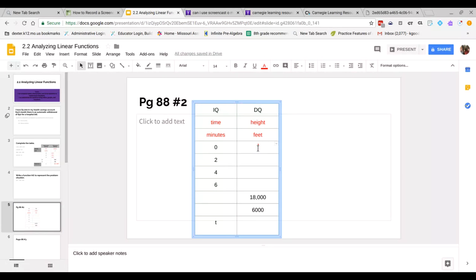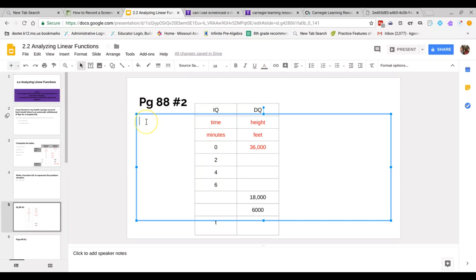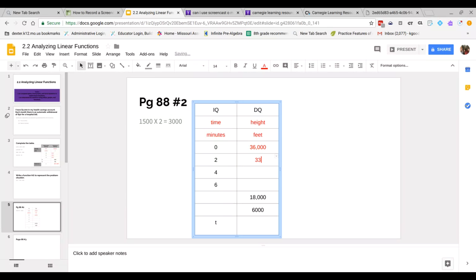Okay. At 0 minutes, it says the plane is at 36,000 feet. So at 0 minutes, the plane's at 36,000 feet. Now we need to figure out 2 minutes. Well, it says it's descending at a rate of 1,500 feet per minute. So we do 1,500 times 2, and that equals 3,000. And 36,000 minus 3,000 is 33,000.